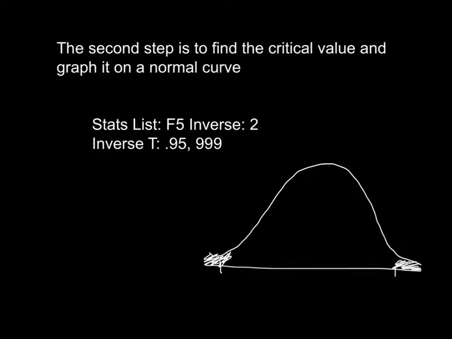The second step in running a hypothesis test is to find the critical value and to graph it on a normal curve. To find the critical value in the calculator, go to StatList, then F5 inverse, then inverse t, and then enter 0.95 for the area and 999 for the degrees of freedom, which is the sample minus 1. Once entering these values, we get negative 1.65 and 1.65 for the positive value. Then we graph it on a normal curve.